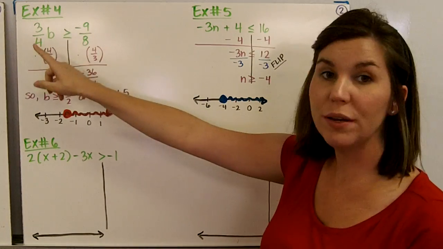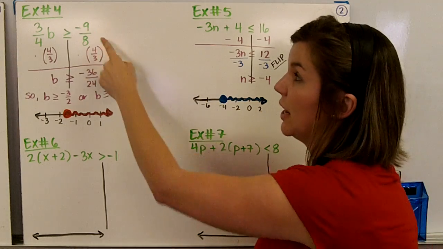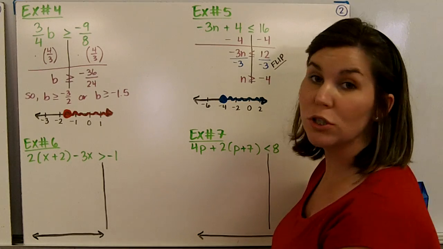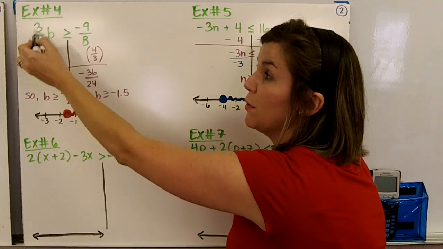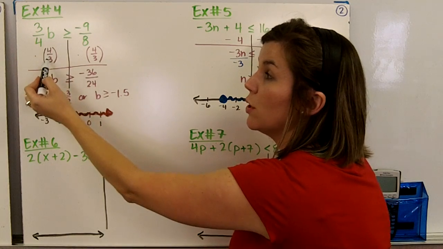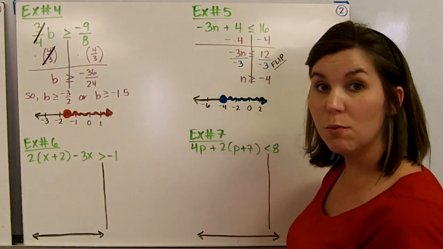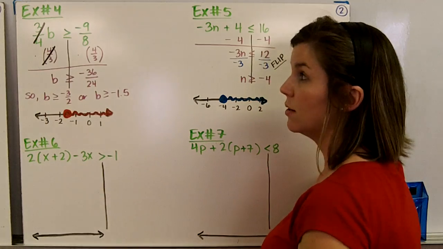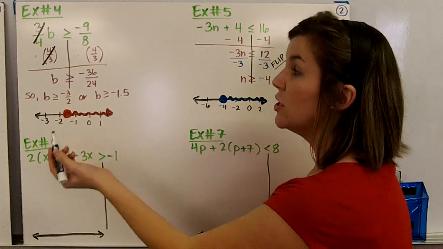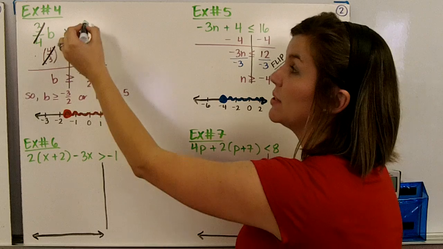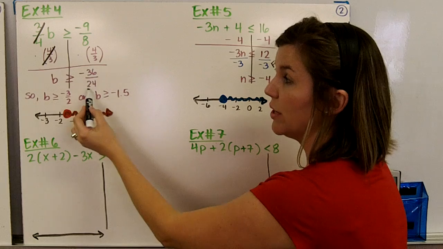Example number 4. 3/4 b greater than or equal to negative 9/8. So I'm going to multiply both sides by the reciprocal of 3/4. The reciprocal means to flip the fraction. So multiply both sides by 4 over 3. So 3/4 times 4/3 gives me 1. 1 times b is b. Negative 9/8 times 4/3. So when you're multiplying two fractions, you multiply the tops. Negative 9 times 4 is negative 36, and 8 times 3 is 24.